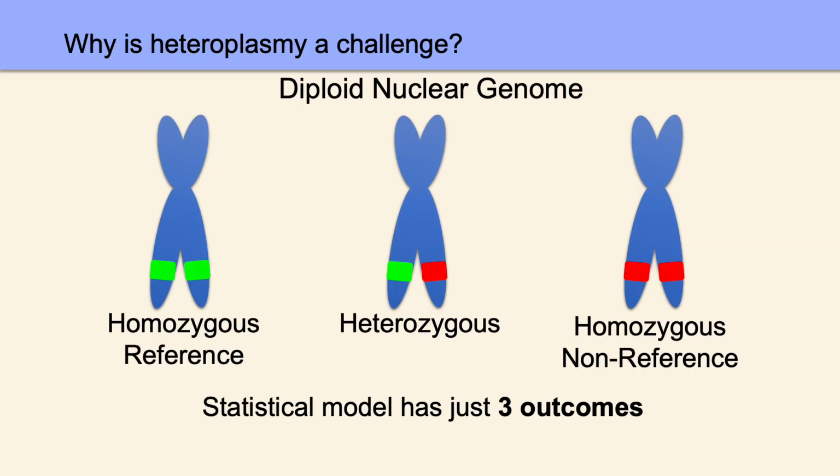So why is heteroplasmy a challenge for us? Well, first let's contrast that with the diploid nuclear genome. Since we're dealing with a diploid genome, there are only really three possible outcomes. We could have homozygous reference, heterozygous, and homozygous non-reference. So if we model this statistically, there are just three outcomes to look at.